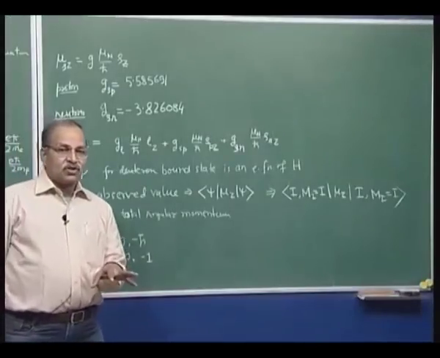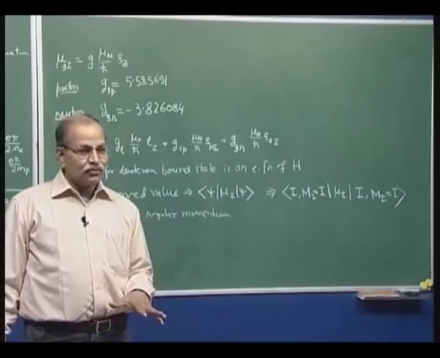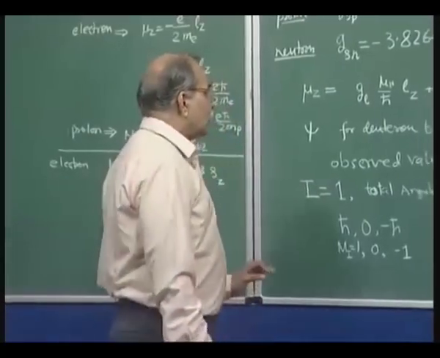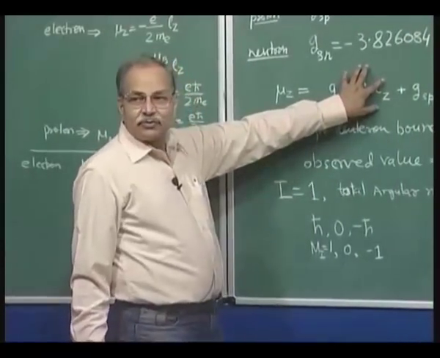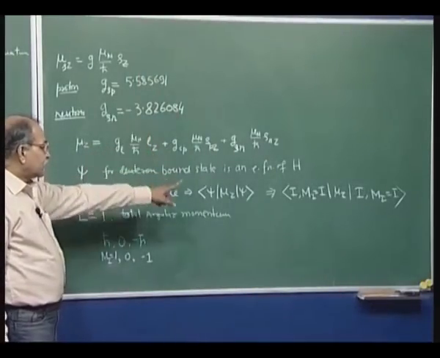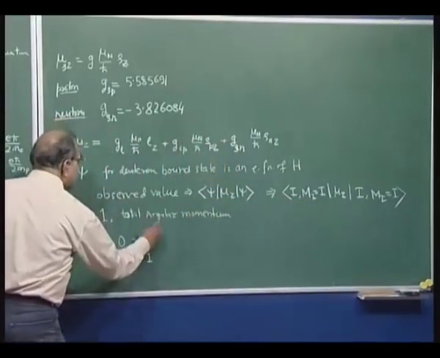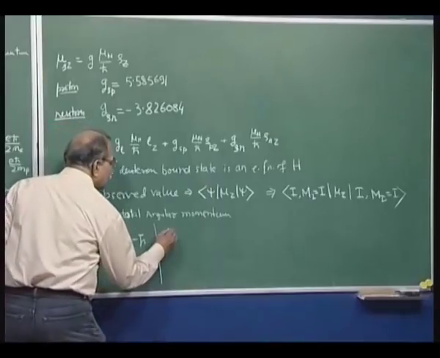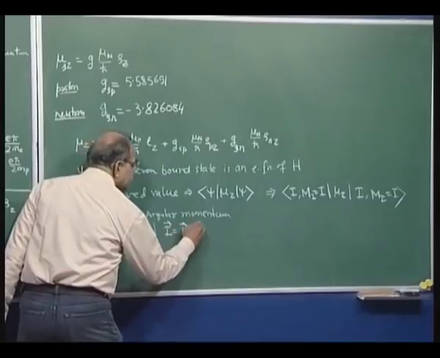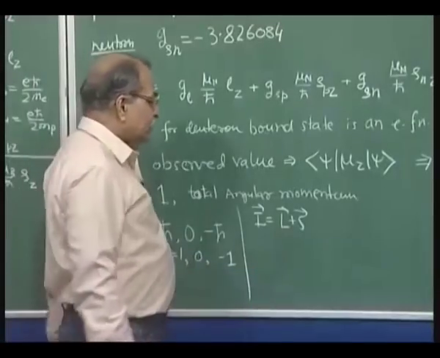In case of deuteron, assuming central potential, assuming that L is equal to 0, orbital angular momentum part is 0. So, one thing is this part we will make 0, because the orbital angular momentum is 0. The other thing is that this wave function, m I is equal to I, corresponds to s is equal to 1, because I is L plus s.